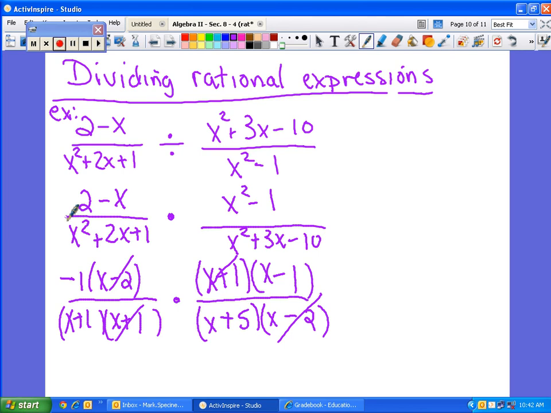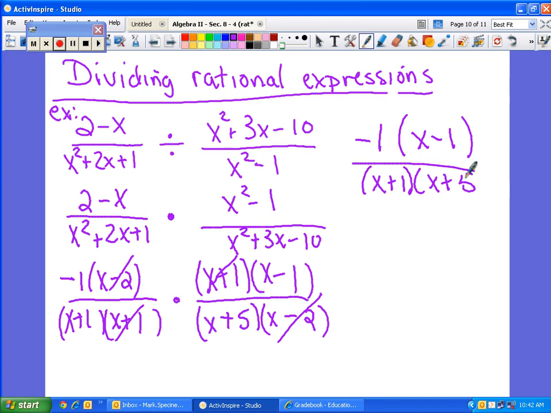Okay, so what do I have left over? I have negative 1 times x minus 1 in the numerator, and I have an x plus 1 and an x plus 5 in the denominator. Okay, so far, no problem. Everything's been the same. The twist comes when we list the restrictions.